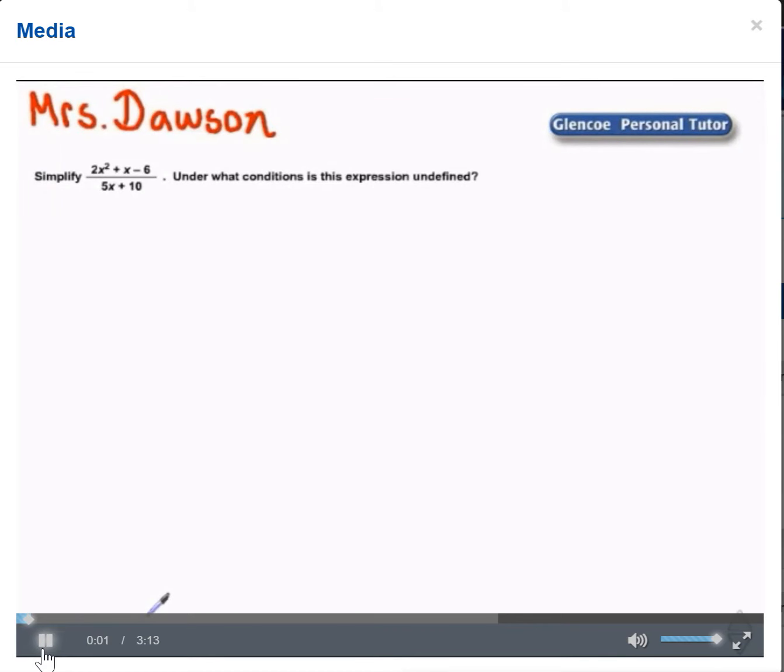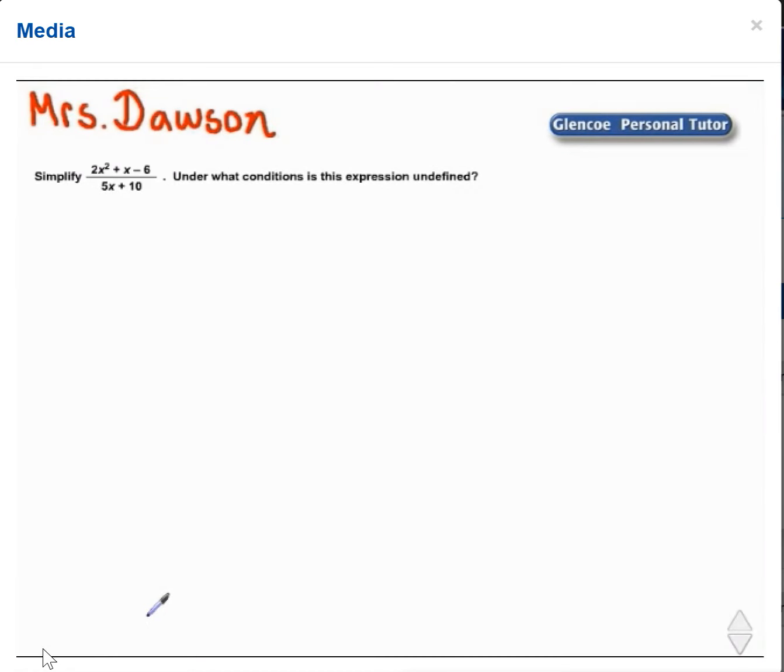This is Mrs. Dawson. Simplify (2x squared plus x minus 6) divided by (5x plus 10). Under what conditions is this expression undefined? Let's begin by checking to see if there are any common factors in the numerator and denominator.